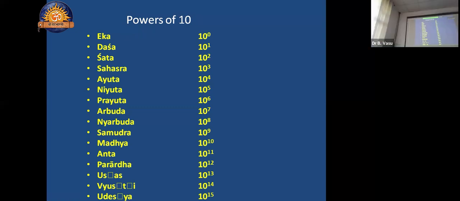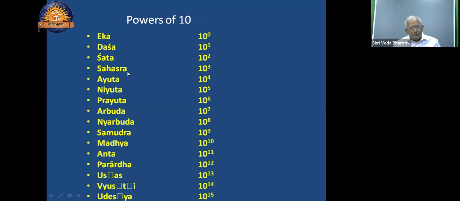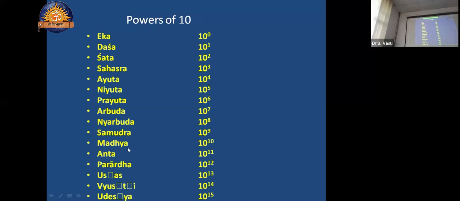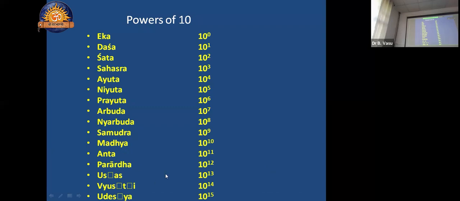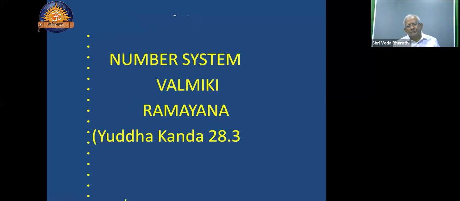No repetition. Eka, dasha, shata, sahasra. 10,000 is not dasha sahasra. It is called Ayuta. Next is called Niyuta, Prayuta, Arbuda, Nyarbuda, Samudra. Madhya. Samudra is a word standing for 10 to the power of 9. Madhya, Anta, Parartha, Ushas, Vyushti, Udeshya, like that it goes on. Most people are not aware of these words used in the decimal number system of our ancient India, sir.